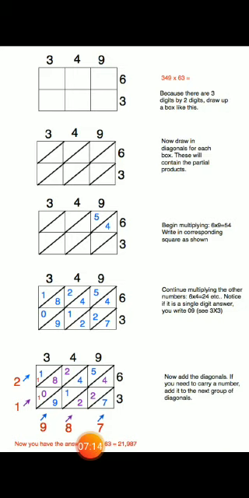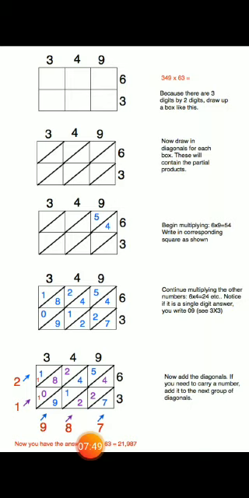Now arrange, you can see there in the first grid, 349 is written on the top and 63 on the side with each box. Because there are 3 digits by 2 digits, draw a box like this. You can see there. Now draw a diagonal for each box. For each box you have to join one corner to the other opposite corner. This is called a diagonal. These will contain the partial products, in which we will write the products of the numbers.